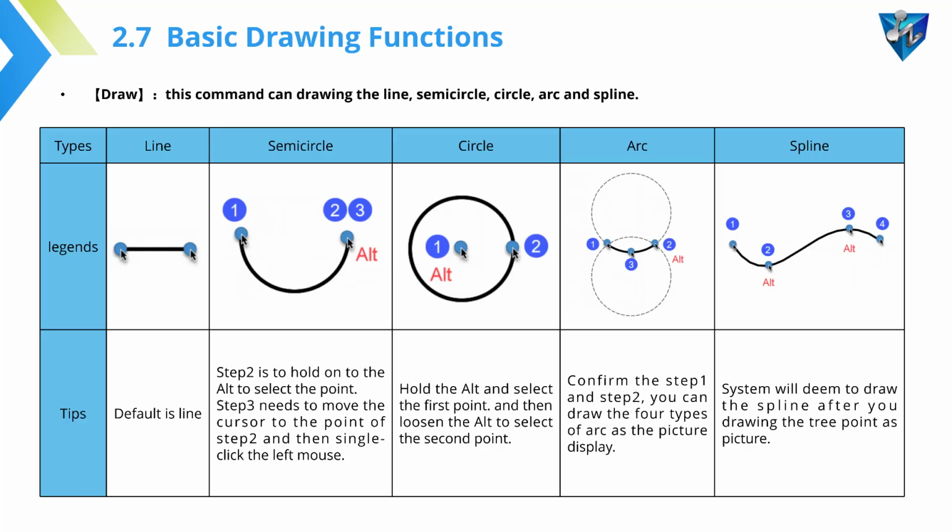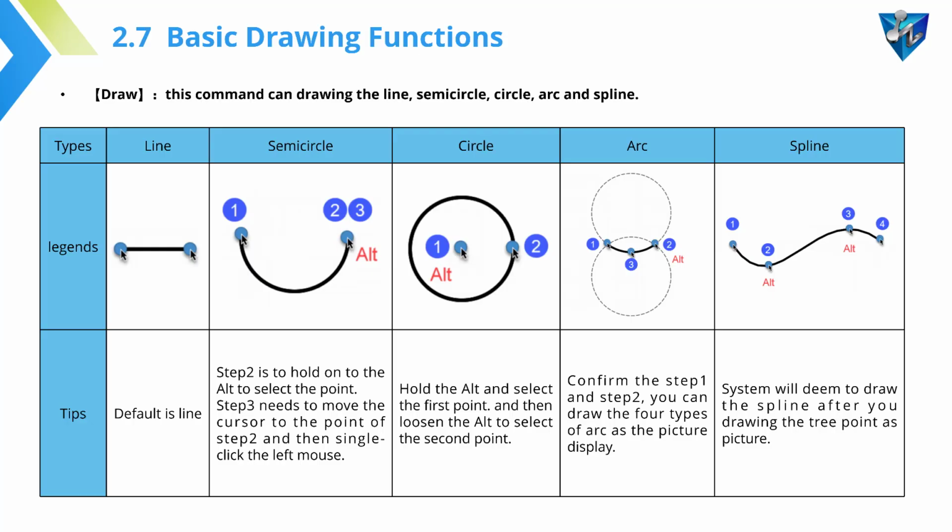If you want to create a circle, press Alt and right-click the mouse to define the first point, and then loosen Alt to define the second point. If you want to create an arc, right-click to select the first point, and then press Alt and right-click the mouse to select the second point. And in step 3, loosen Alt and select the third point.